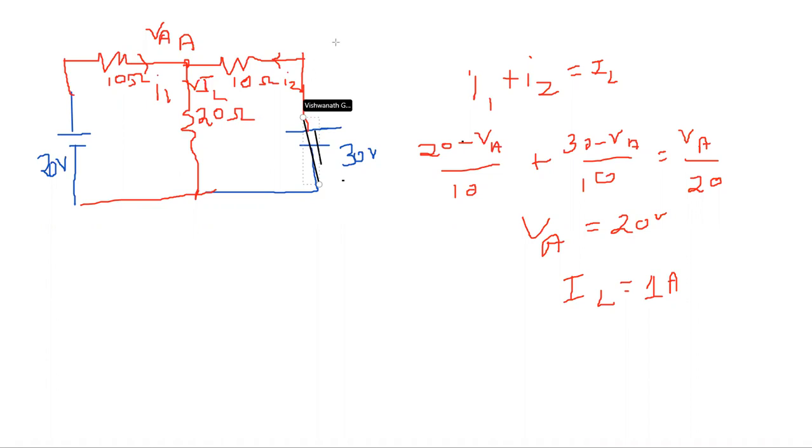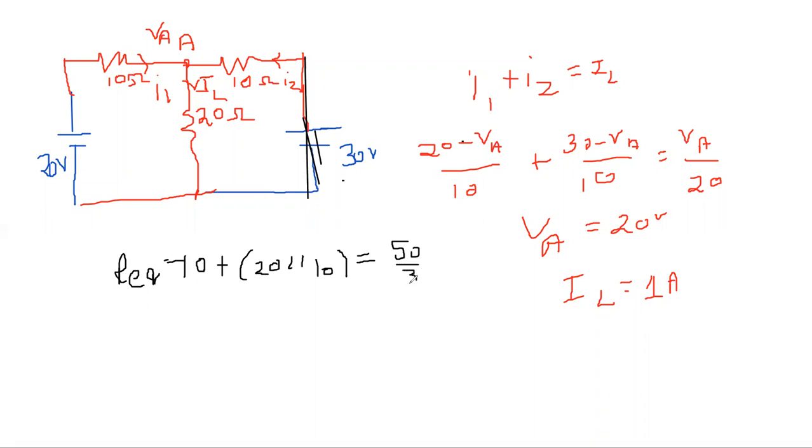So here you have a short circuit. What is the current through this? You can easily find the equivalent resistance. Equivalent resistance is 10 plus 20 parallel 10, and that comes to 10 plus 20 by 3, which is 50 by 3. So R equivalent is 50 by 3 ohms.